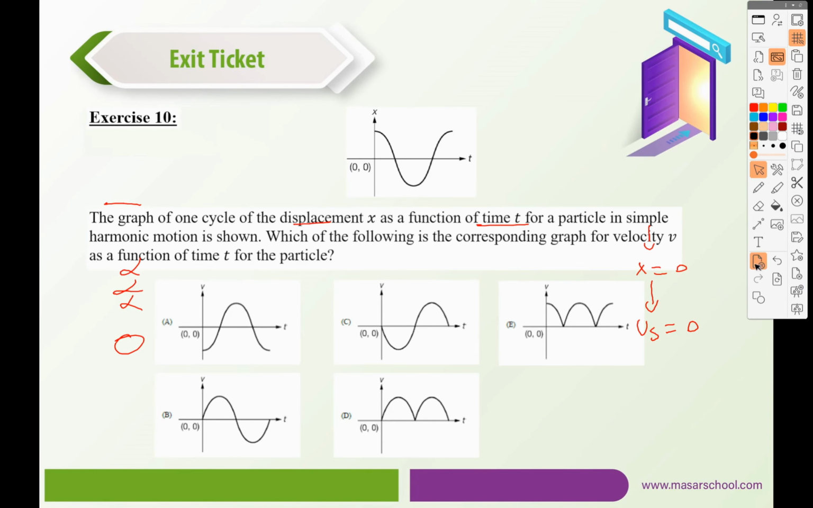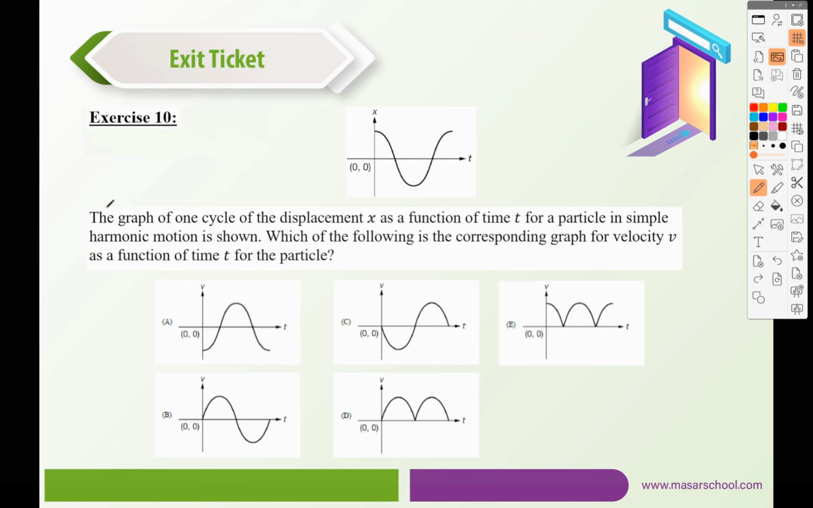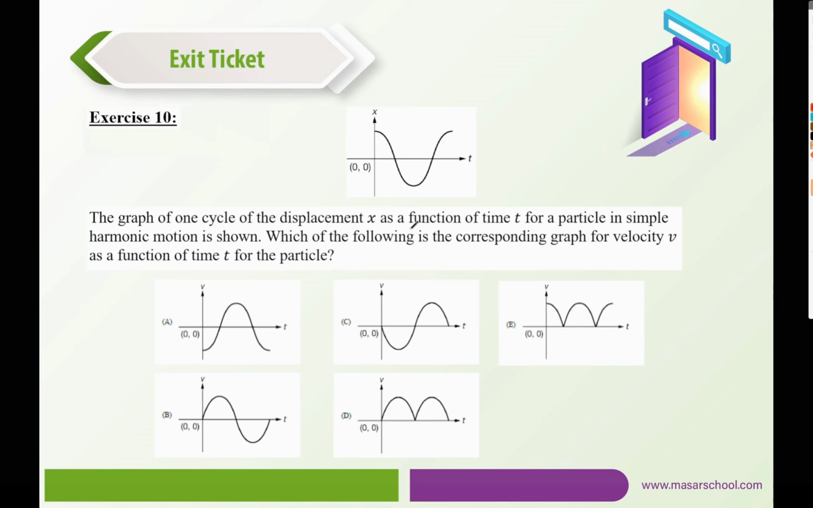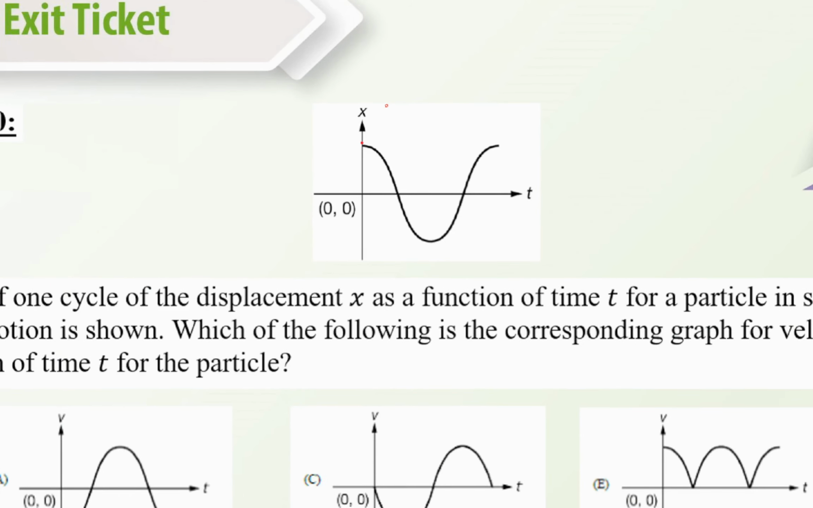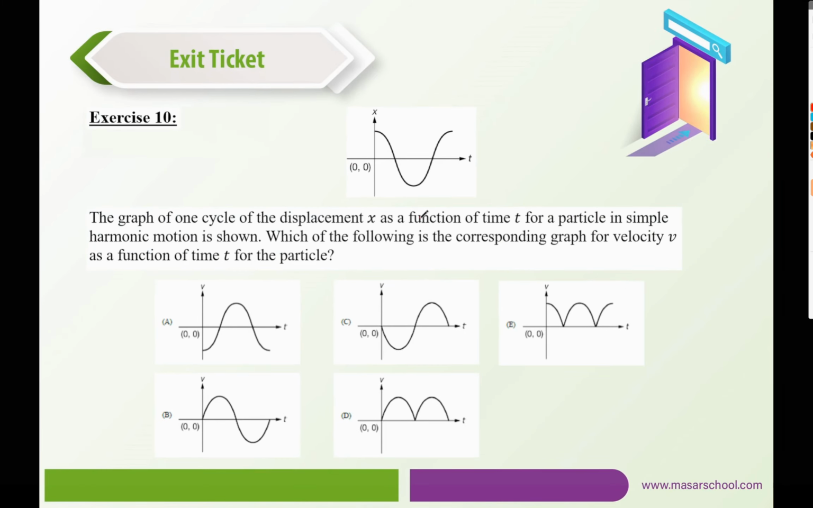And finally, the last exercise for today's video. Now the graph of one cycle of the displacement x as a function of time for a particle in simple harmonic motion is shown. Which of the following is the corresponding graph for velocity v as a function of time t for the particle? Now initially, we have the position versus time. We need to identify which one corresponds to the velocity. Initially the position is maximum, which means the velocity should be 0.